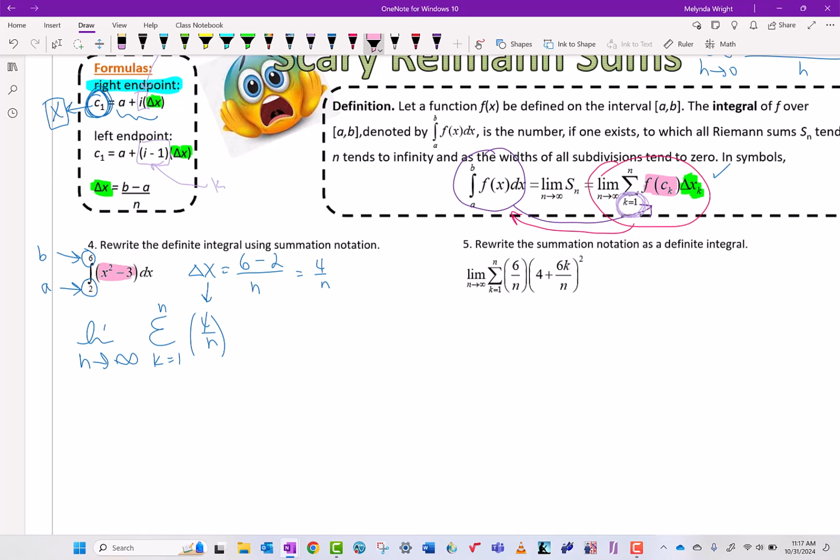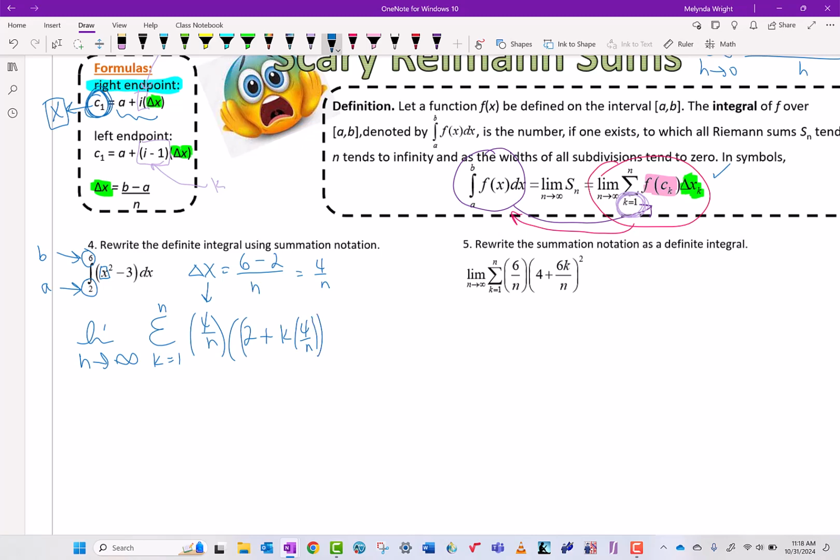x squared minus 3. So what I need to do is take this a plus i delta x right here, and put it exactly in place of this x right there. That's where it's going to go. Remember, a is this number right here, 2. So 2 plus, and instead of an i, I'm going to use a k. And delta x we already calculated, which was 4 over n.